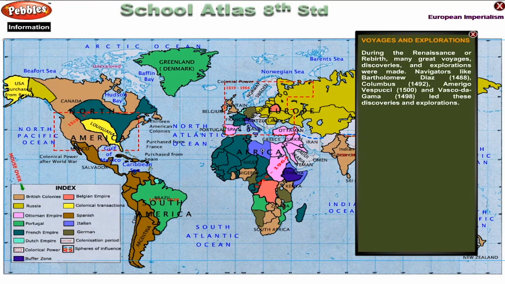Voyages and explorations. During the Renaissance or rebirth, many great voyages, discoveries, and explorations were made. Navigators like Bartholomew Dias (1488), Columbus (1492), and Vasco da Gama (1498) led these discoveries and explorations.